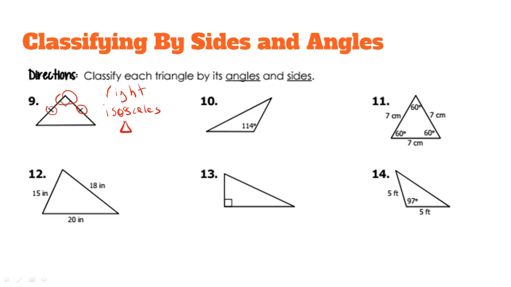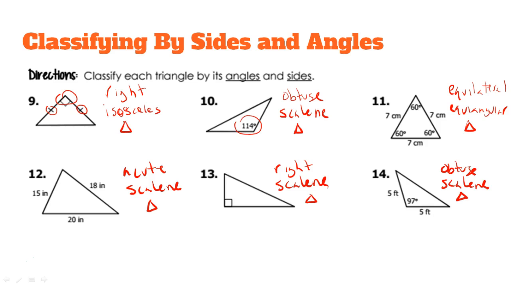Now, for number 10, they gave us a 114-degree angle, which is obtuse. And although these sides on the bottom and the right look about the same, they haven't given us any indication in regards to congruence marks or measures. So we don't know anything about it, and therefore we have to think it is a scalene triangle. So we have an obtuse scalene triangle. At this point, I'm going to invite you to pause the video and try each of these 11 through 14 on your own, and then when you come back, they will be filled in.